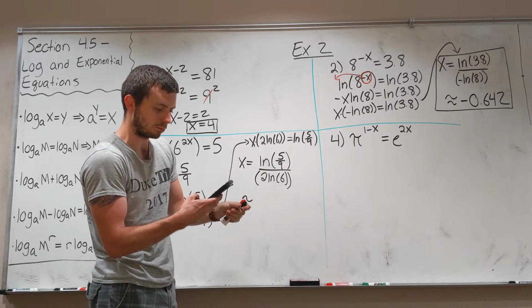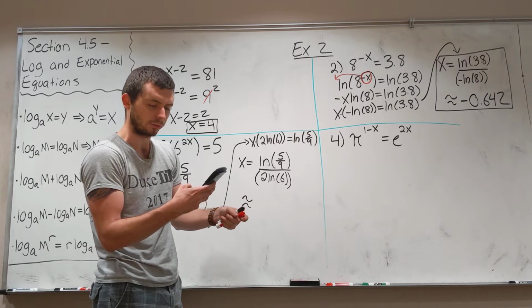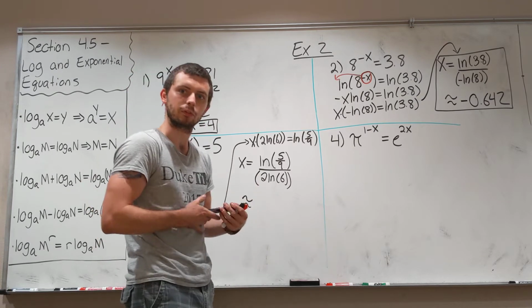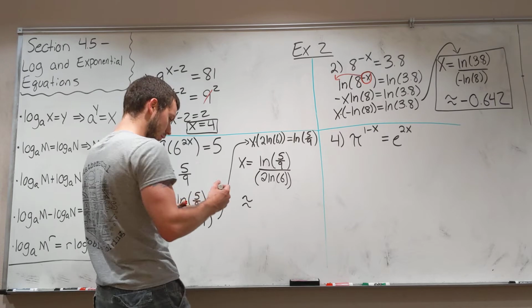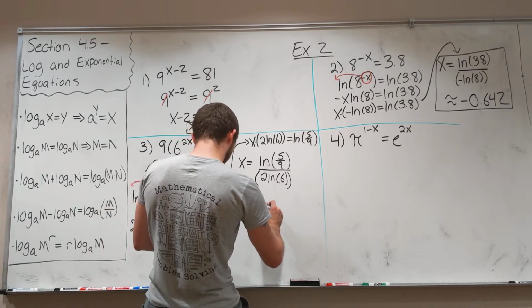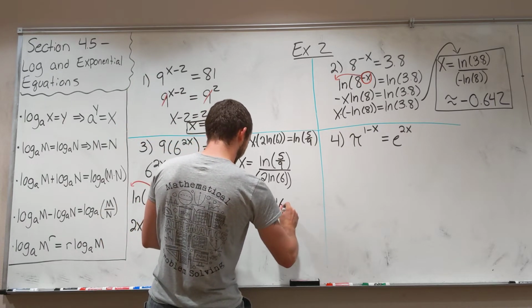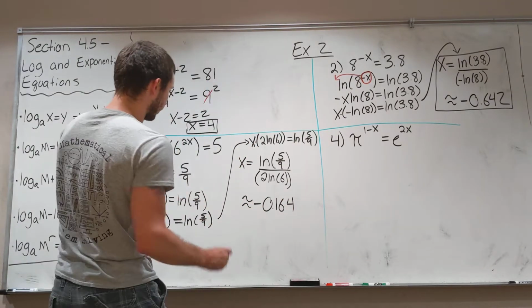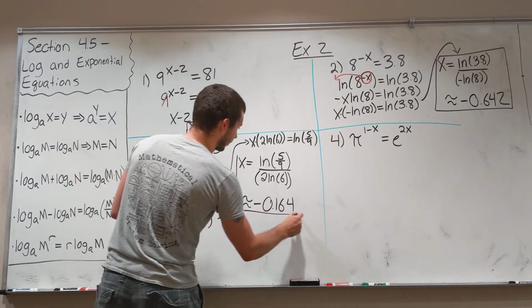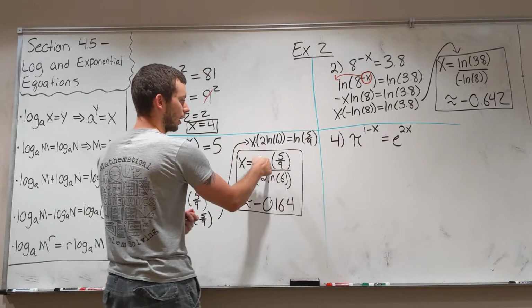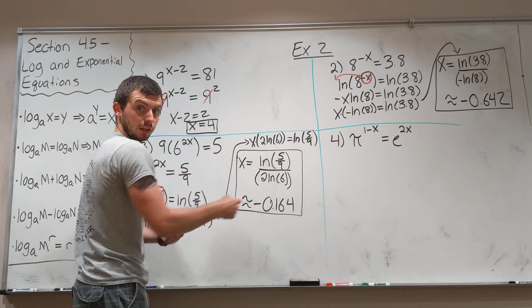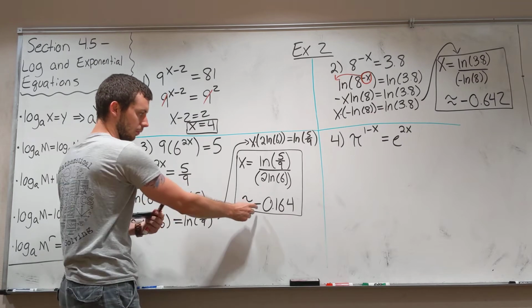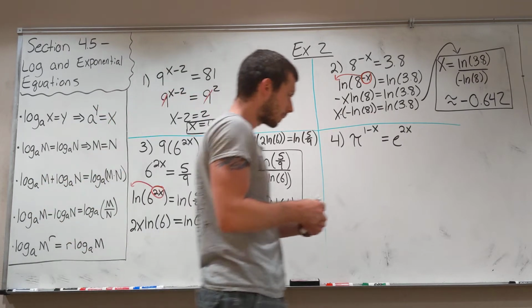And it seems like I get negative 0.164 because 3 decimal places. So negative 0.164. Let me make sure that's right. Yes. So this would be your exact answer on the top, and then after that it will ask for the decimal approximation, and that would be that answer.